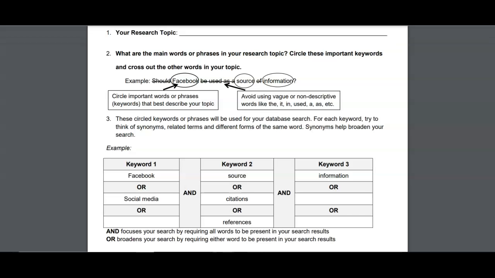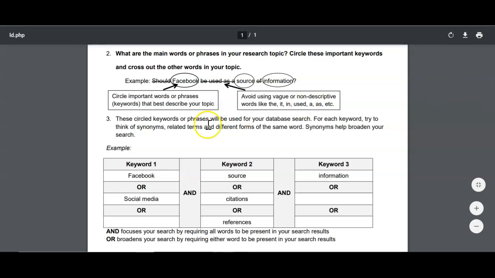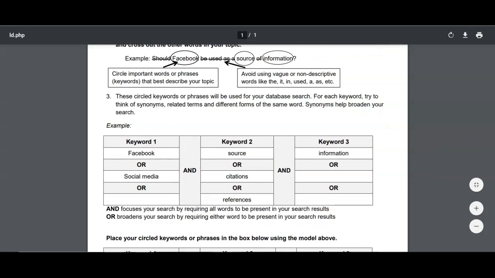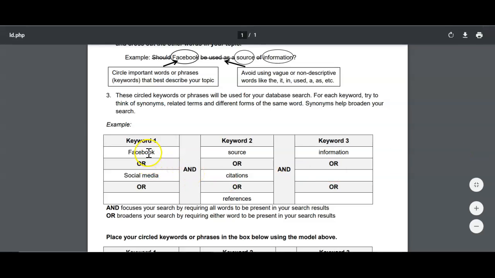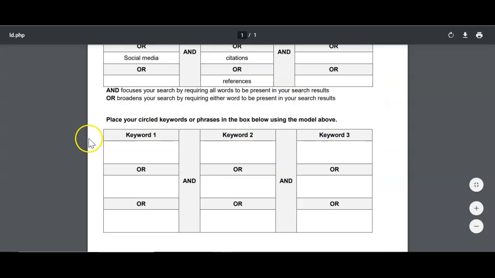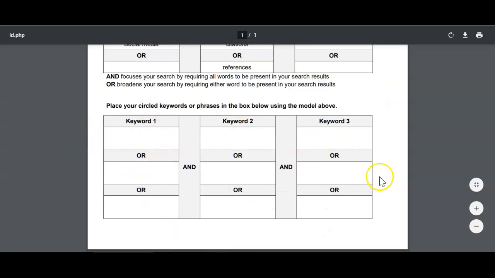So you can see here's another example. Should Facebook be used as a source of information? The important topics have been circled and picked out. And then you can see we've come up with synonyms for some of these. And then we have additional keyword strategies. So I can do Facebook and citations and information. Maybe I don't find what I want. Okay, let's try Facebook and references and information. Still not finding what I want? Okay, let me make it social media and citations. So there's also some space where you can start to work this out on your own for your own topic.